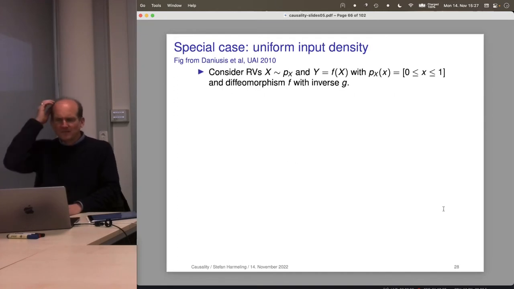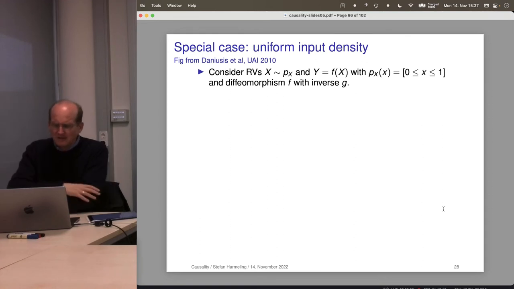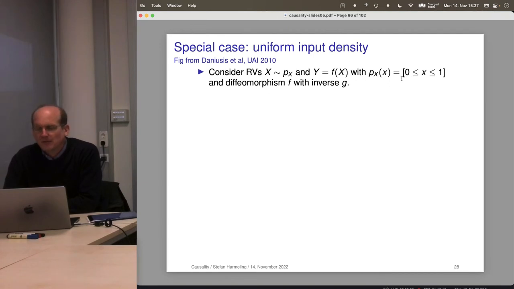So first of all, here's a special case. Let's say the input density is a uniform distribution on the interval 0 to 1. That's a simple case. And the function f is a diffeomorphism with some inverse g. What is a diffeomorphism? It's just a differentiable function f that has a differentiable inverse. That's it. That's a diffeomorphism.